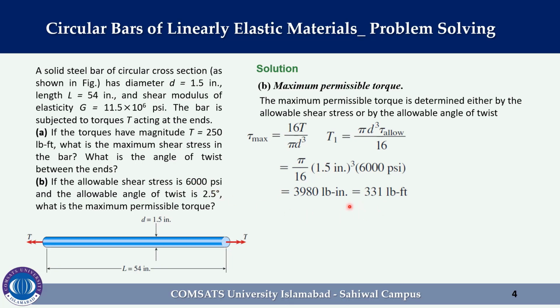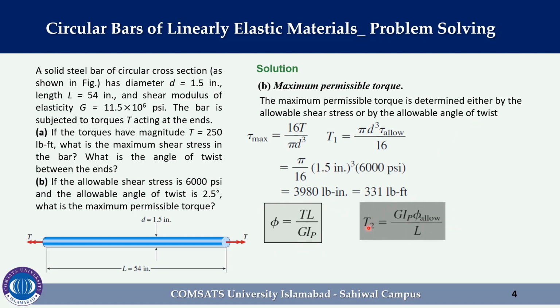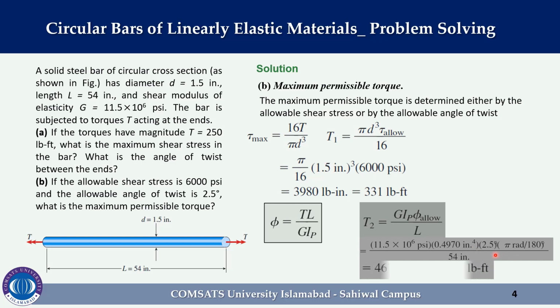Now using the equation of angle of twist, that is phi is equal to TL over G Ip, we rearrange this equation in the form T is equal to G Ip phi over L. We now calculate the torque based upon the angle of twist as all the values are known. However, for this we have to convert the angle of twist to radians. And after some simplifications here, the torque based on the angle of twist will be 4618 pound-inch or 385 pound-feet.